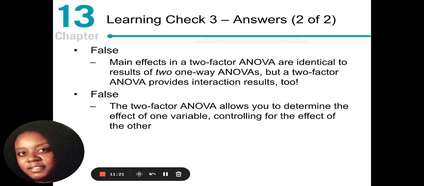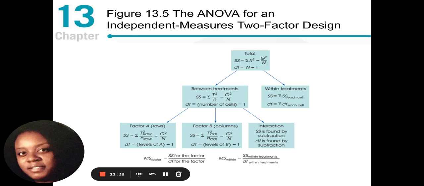The main effects in a two-factor ANOVA are identical to the results of the two one-way ANOVAs, but a two-factor ANOVA produces the interaction results too, and it allows you to determine the effect of one variable while controlling for the effect of the other. And in figure 13.5, you can see the ANOVA for an independent-measures two-factor design and how that formula will look once you calculate all of those things.